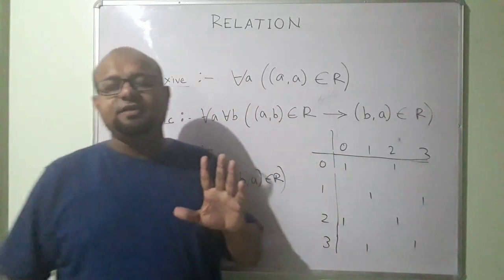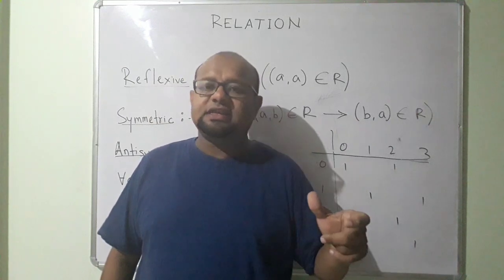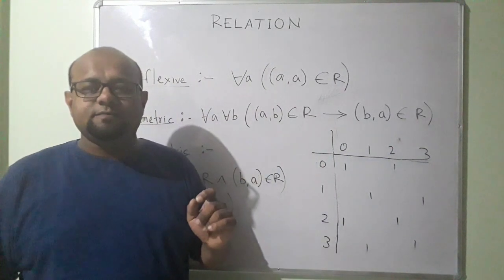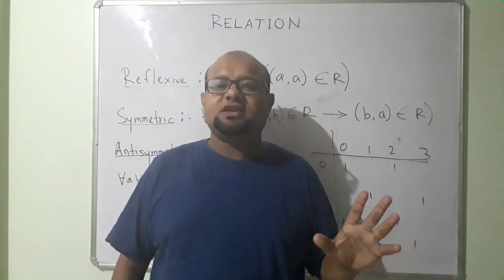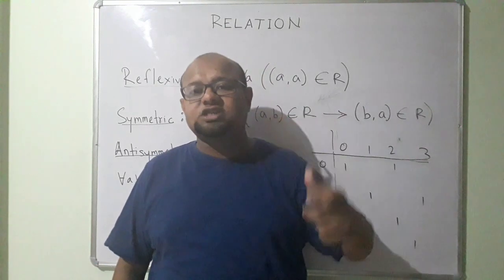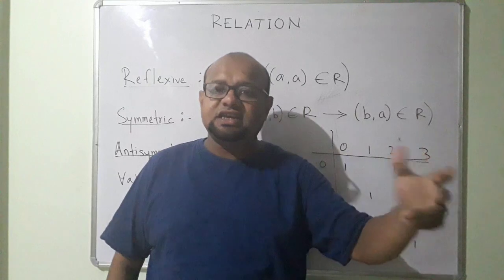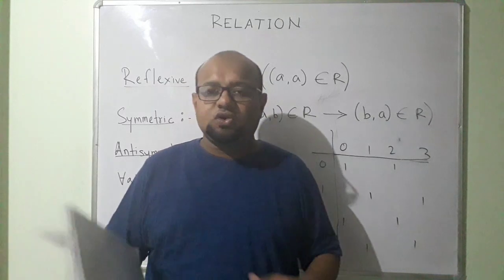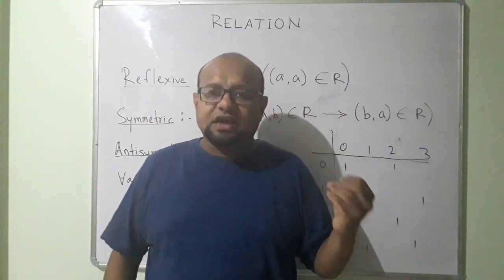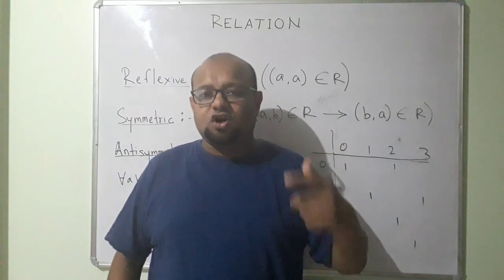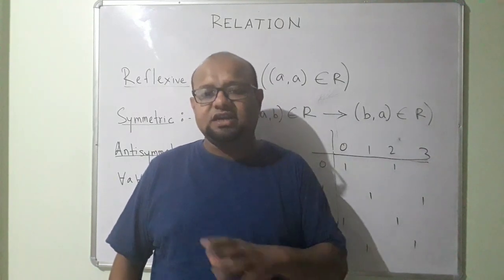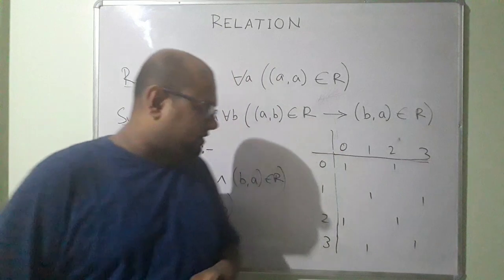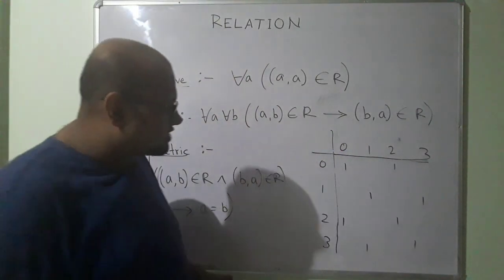Now remember this thing. Symmetric and antisymmetric are not opposites. A relation can be both symmetric and antisymmetric. Some other relation can be neither symmetric nor antisymmetric. So it is not necessary that if a relation is symmetric, it is not antisymmetric, or if it is antisymmetric, it is not symmetric. That is not true. So these are not opposites. Alright, so remember that.